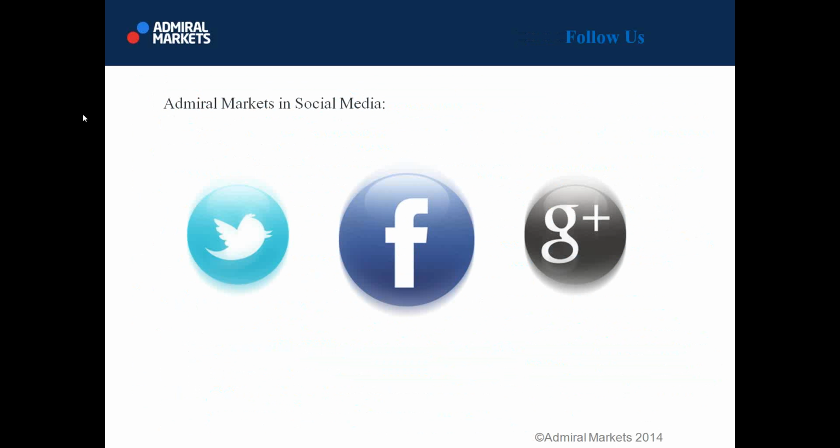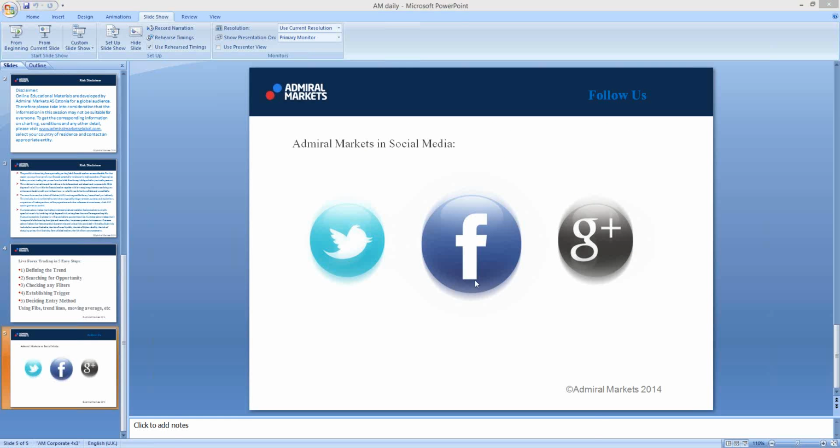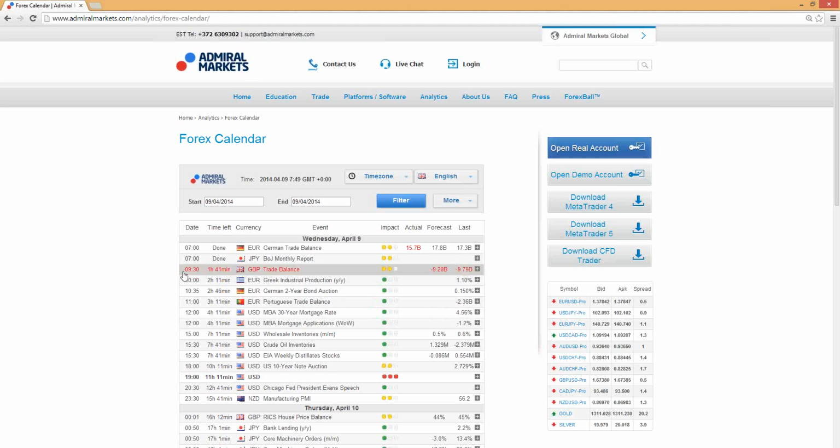With that said, let's head over to this calendar. Today we have primarily FOMC, a big event on the dollar. We do have some lighter news throughout the day. Not much in the European session though. Only trade balance pound, German 2-year bond auction, Greek industrial production, Portuguese trade balance.